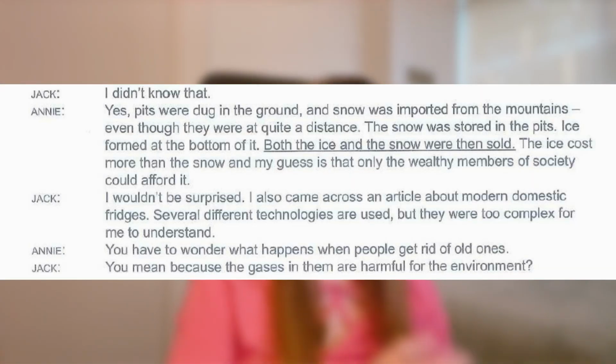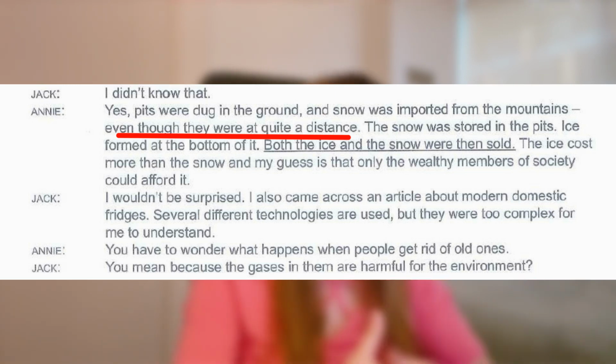So after the information about how the blocks were kept frozen for months, Annie starts speaking about Romans, that they had refrigeration too. And Jack said, I didn't know that. And then she explains how they had it. Yes, pits were dug in the ground and snow was imported from the mountains. And then she says, even though they were at quite a distance. With "even though" she weakens the answer about the mountains, that they were very far from that area.